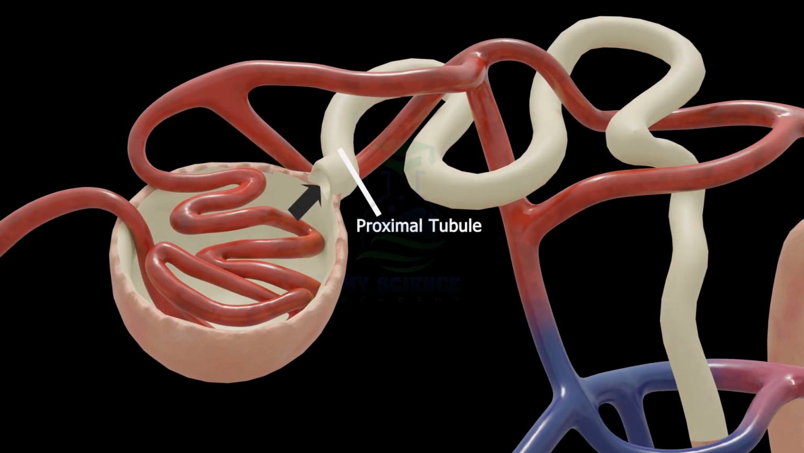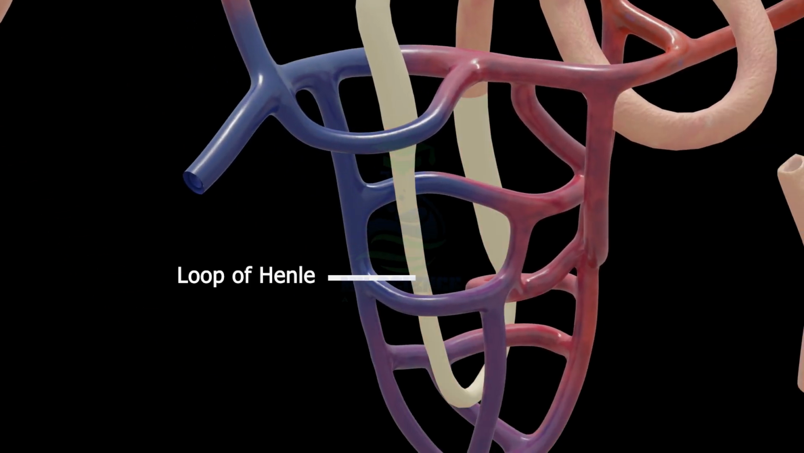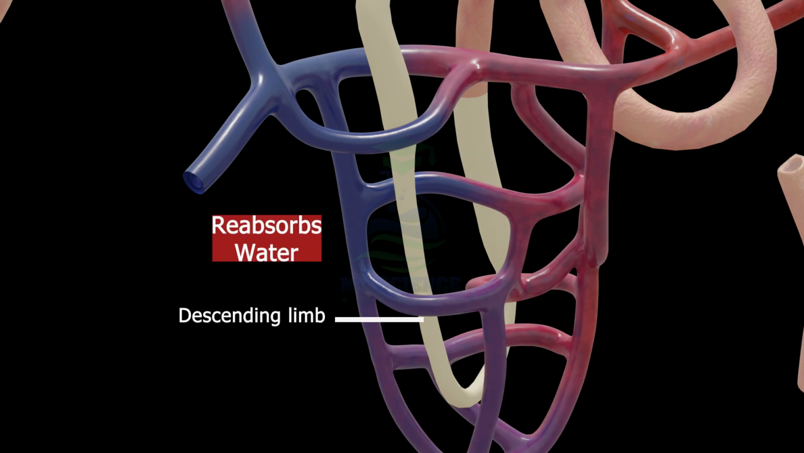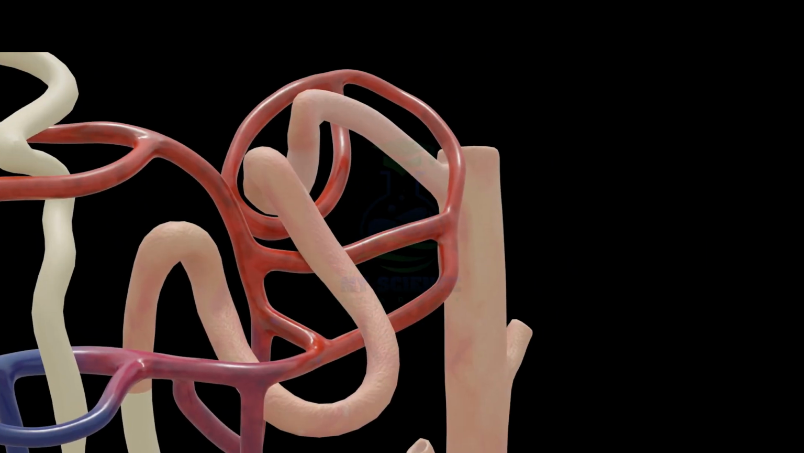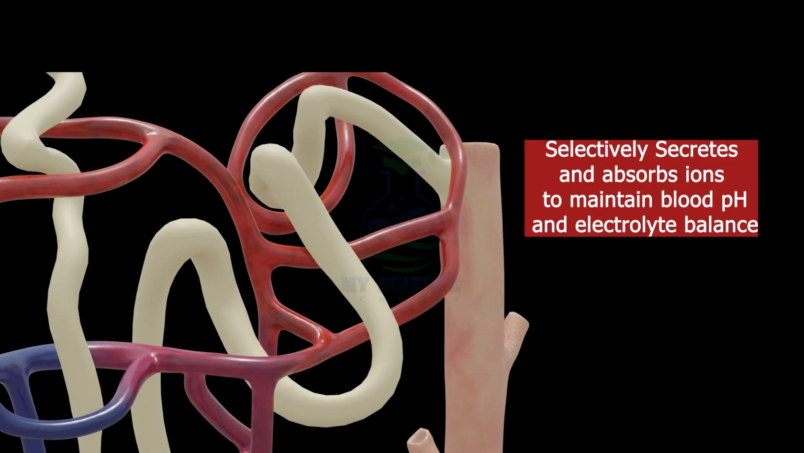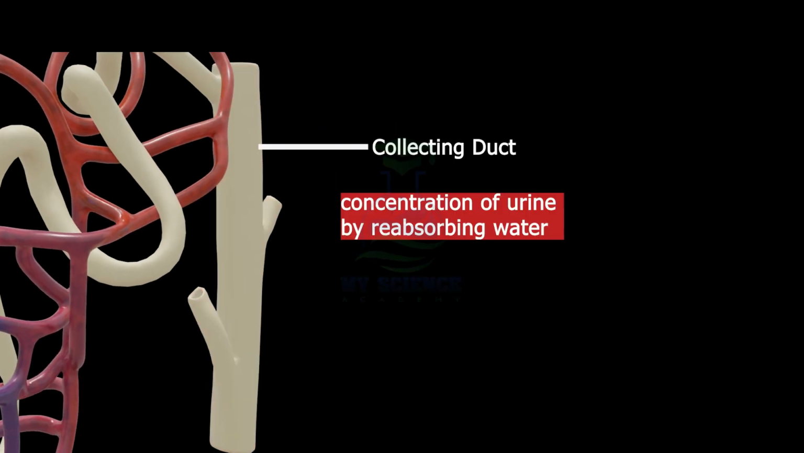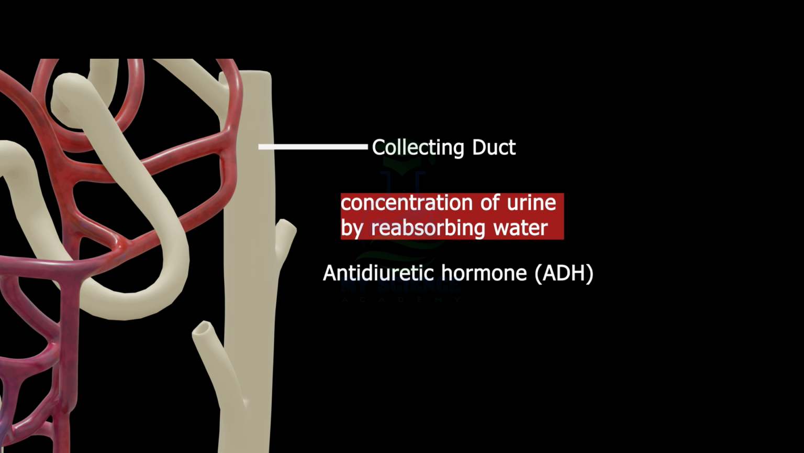From Bowman's capsule, the filtrate enters into the proximal tubule of the nephron, where the maximum reabsorption of water, ions and glucose molecules occurs. From here, the filtrate enters into the loop of Henle. Here, in the descending limb of the loop of Henle, reabsorption of water occurs, while in the ascending limb, sodium and chloride ions are reabsorbed. From the loop of Henle, the filtrate enters into the distal tubule, which selectively secretes and absorbs ions to maintain blood pH and electrolyte balance. Finally, the filtrate enters into the collecting duct, where the concentration of urine is maintained by reabsorbing water according to the requirement of the body, and that is supported by antidiuretic hormone.